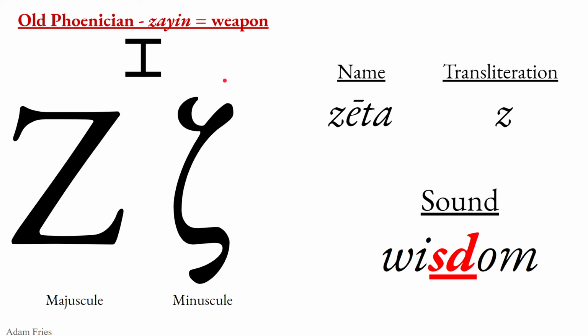We have the Old Phoenician zayin, a weapon, which becomes the Greek zeta. We transliterate that as a z. The sound is more like an sd, like in wisdom, zda, zda, zdeta. So the big guy, the big daddy Zeus, he's Zdeus.